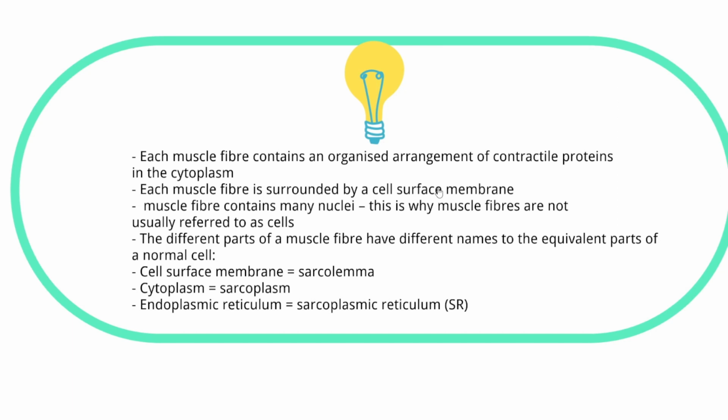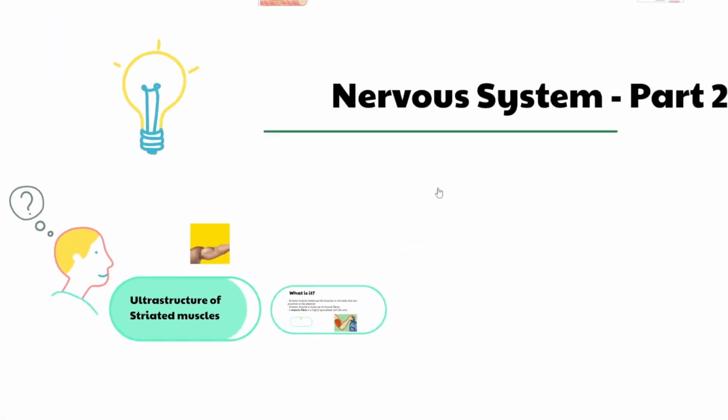Remember that just like cells have every single part, like a cell surface membrane, an endoplasmic reticulum, a cytoplasm, these muscle fibers also have these parts. The cell surface membrane in the muscle fiber is called the sarcolemma. The cell cytoplasm is called the sarcoplasm. The endoplasmic reticulum is called the sarcoplasmic reticulum inside the muscle fiber.